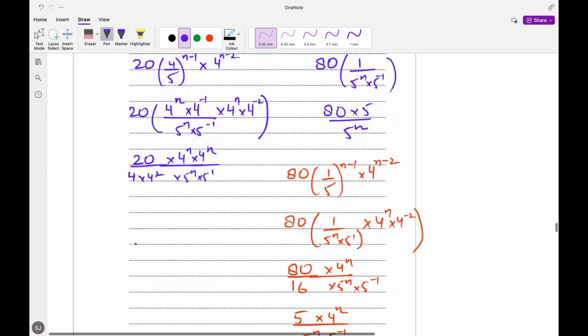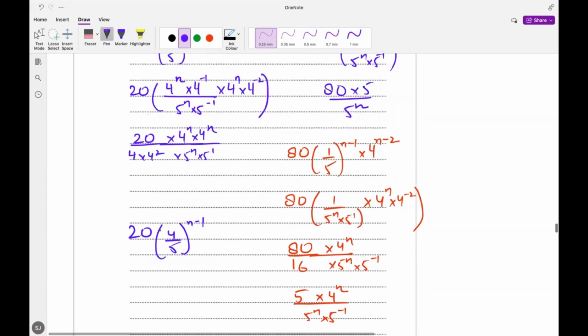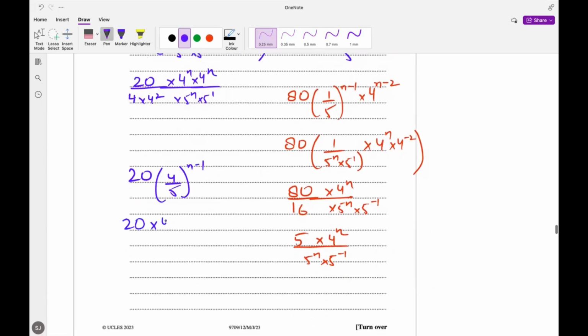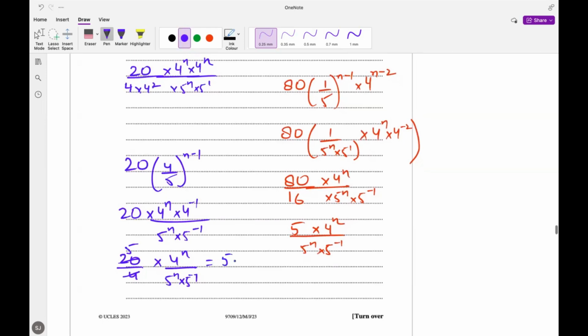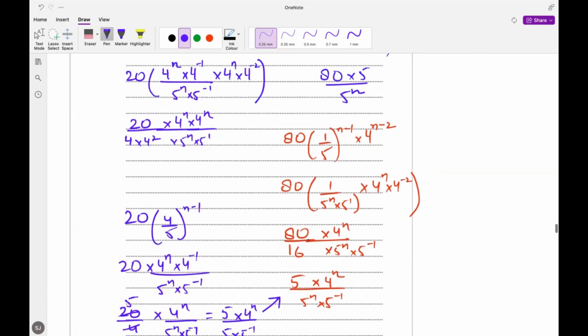So that will become 20 into (4 upon 5) to the power n minus 1. Opening the bracket up, we'll get 20 into 4^n into 4^(-1) upon 5^n into 5^(-1). Now 4^(-1) will come in the denominator. That will become 20 upon 4 into 4^n, and the denominator will be 5^n into 5^(-1). So 4 and 20 will cancel out to become 5. So we'll get 5 into 4^n divided by 5^n into 5^(-1), which is now equal to the term when we multiplied 80 by 4^(n-2).